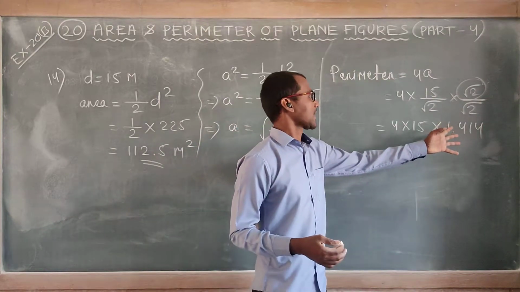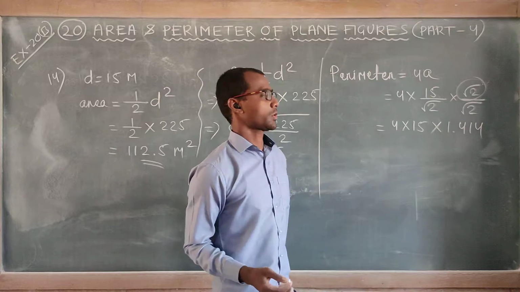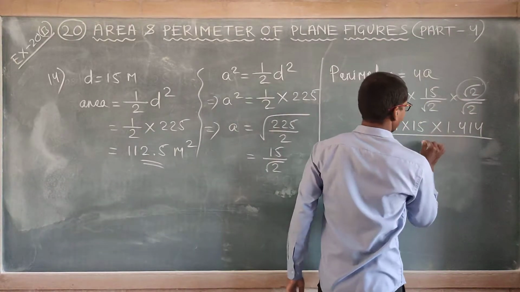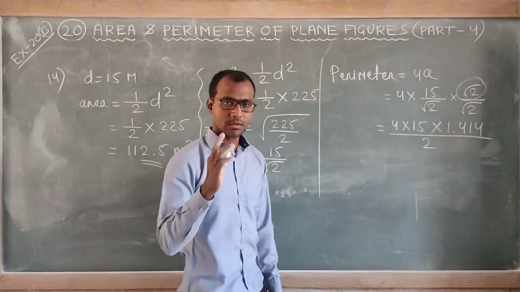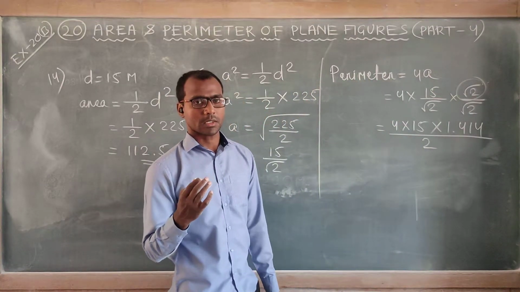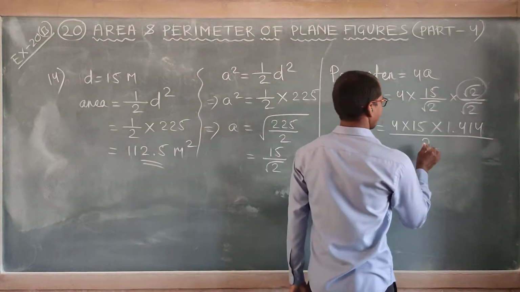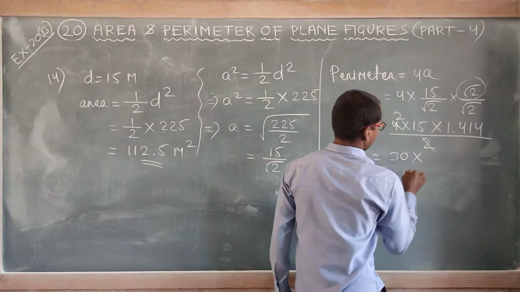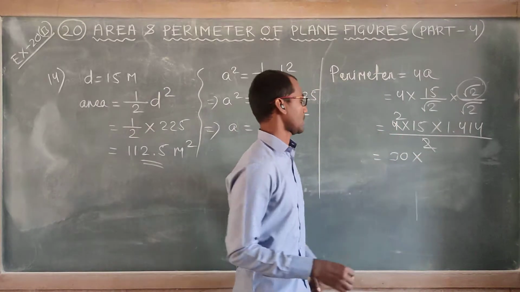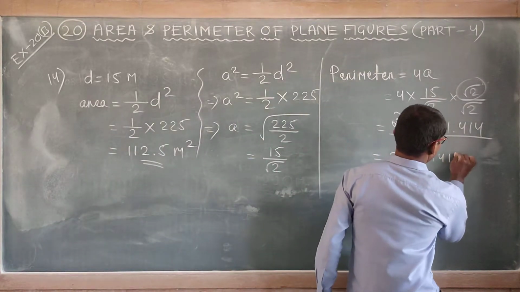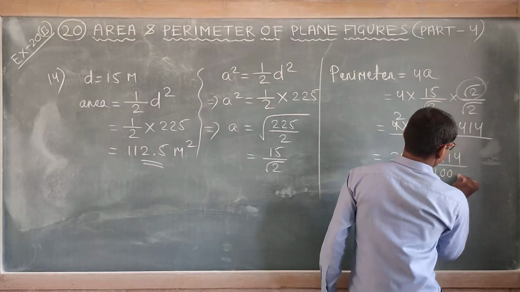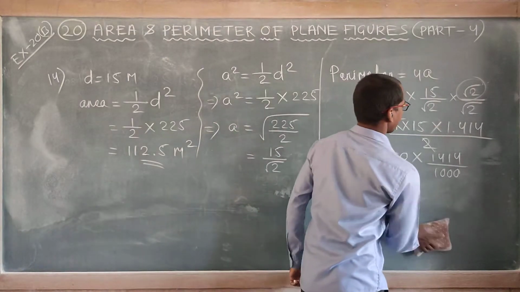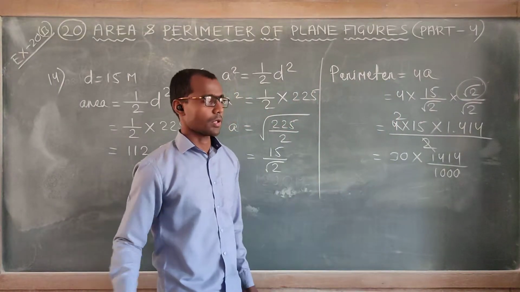This is the approximate value of root 2 nearest to 3 decimal places. Root 2 into root 2 is 2. You know this from the first chapter, rationalization. So this is 2 into 2, 4, and 5 into 2 is 10. Then 1414 by 1000. While calculating, I always convert to fraction because I am not comfortable with decimals.